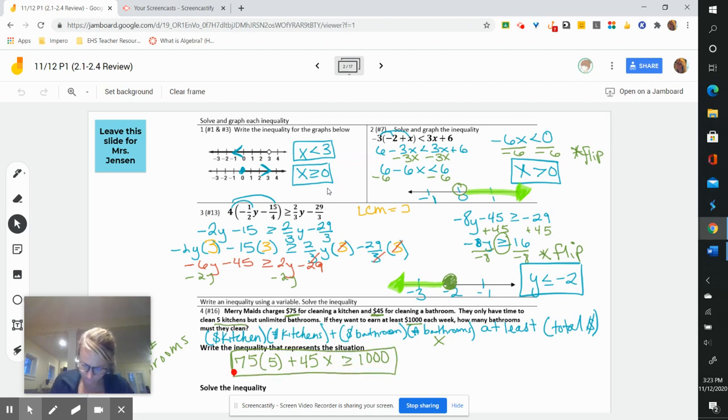And now we'll solve. 75 times 5 is 375. So first we want to subtract that 375 from both sides. So 45 times x is greater than or equal to 625. And so our last step to solve would be to divide both sides by 45.